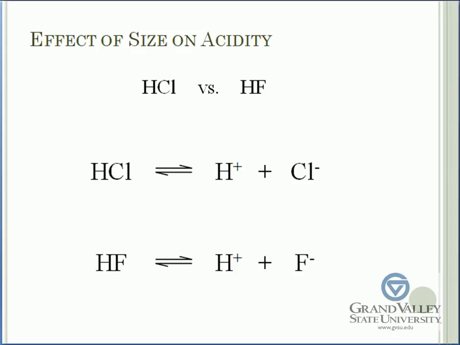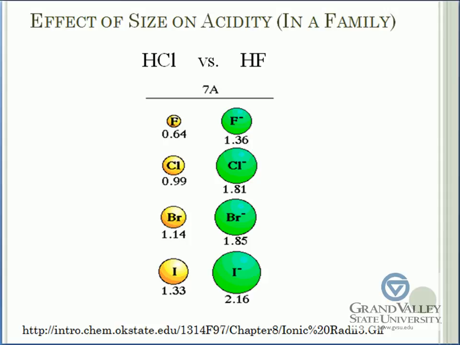The periodic trends show us that as we go down elements in a family, the radius of the chloride ion is larger than the radius for the fluoride ion. The fluoride and chloride ions have the same number of valence electrons, but in the chloride ion, they are able to spread out over a greater area, making the chloride ion more stable than the fluoride ion. Therefore, HCl is the stronger acid.